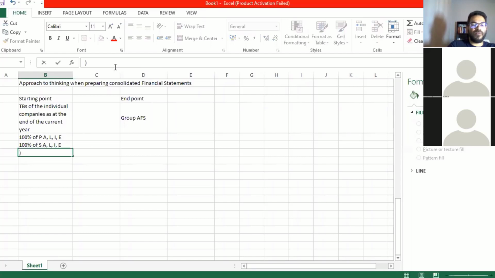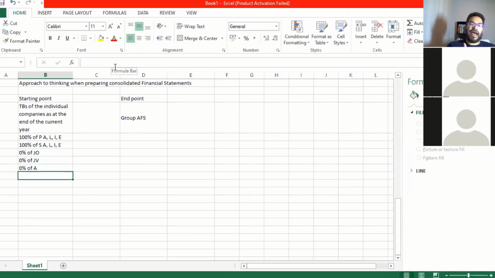Then it is 0% of the joint operation. It is 0% of the joint venture, and it is 0% of the associate. This plays a critical role. Understanding your starting point and understanding your end point will have a direct impact on what the pro forma journal entries will be. There's a question, let's see.